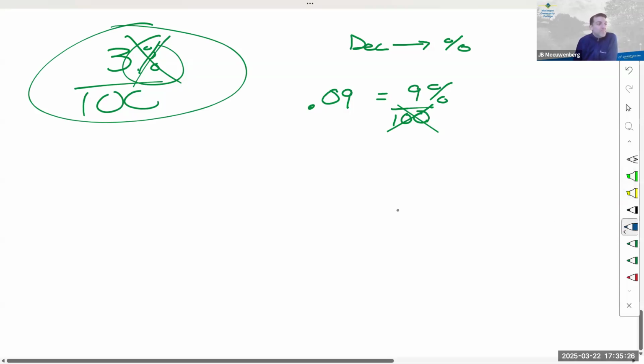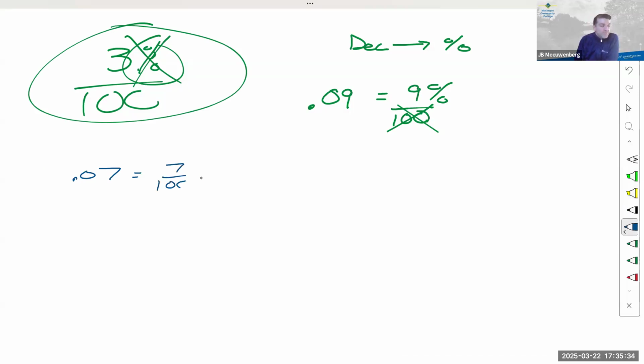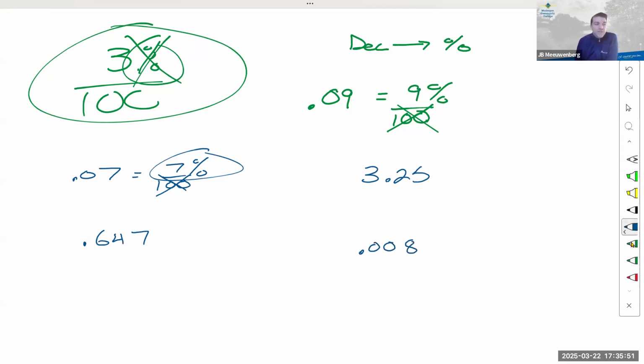You're done. So let's try a couple of these as well. So 0.07 is equal to 7/100ths. We remove the 100, we add the percent sign, and it's 7%. I would like you to try these on your own. 0.647, 3.25, and 0.008. Go ahead and attempt those on your own.